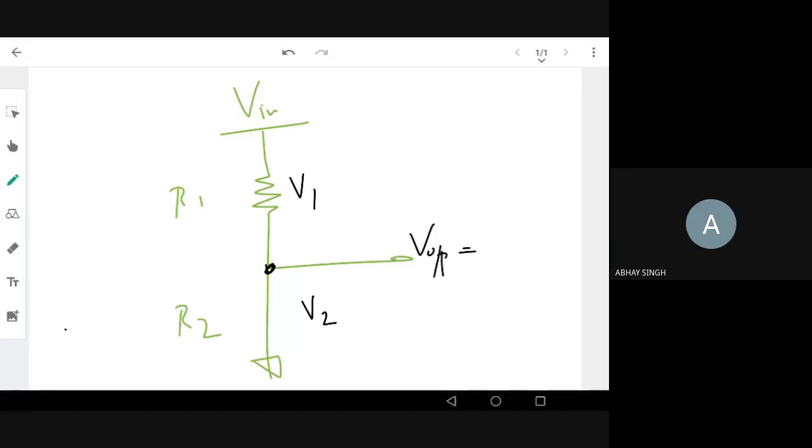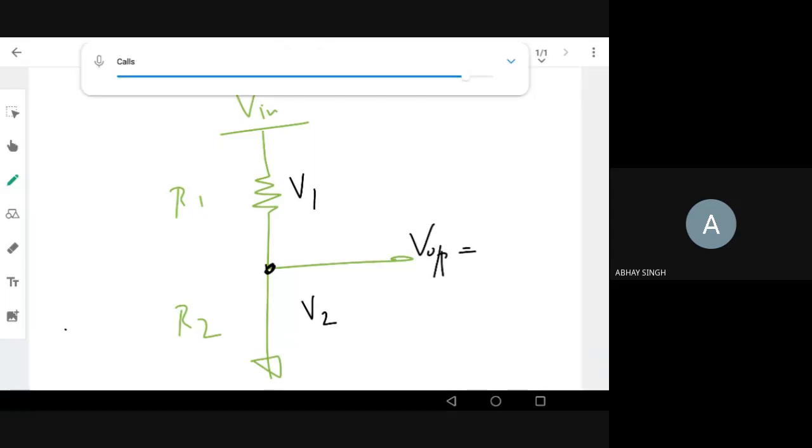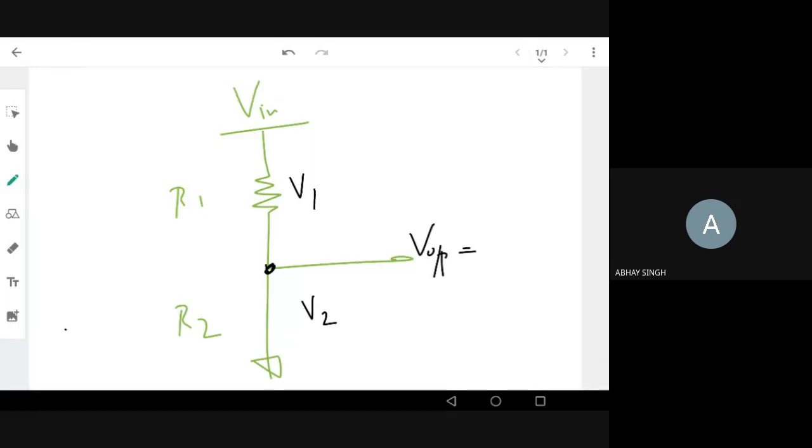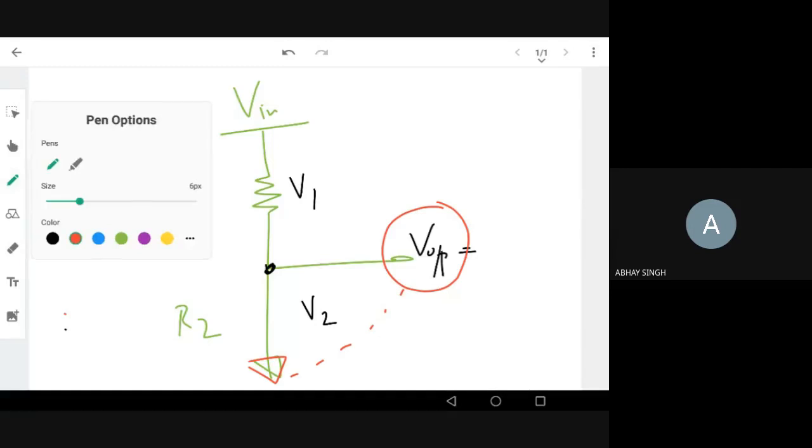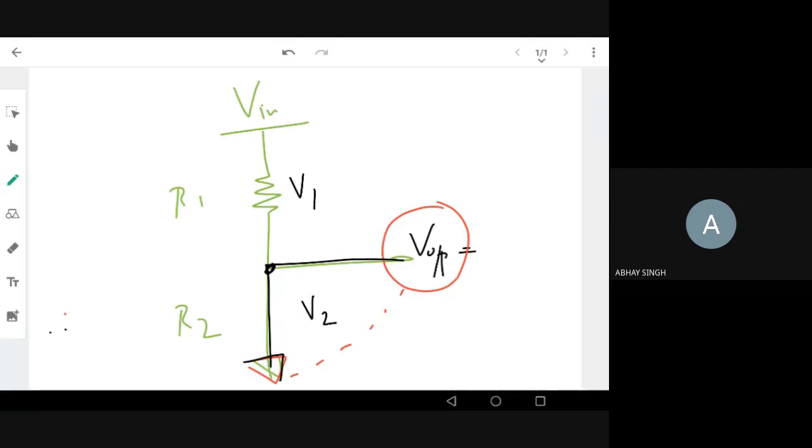So V in minus V1. No, it's not. The answer is not V in minus V1. Whenever you're talking about voltage, you should remember two things. V output voltage we are measuring with respect to what? You always measure voltage with respect to ground, right? So here we can see that this is already grounded. This is already directly short-circuited to the ground.